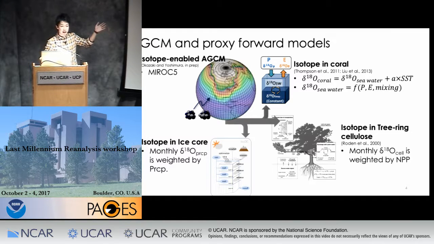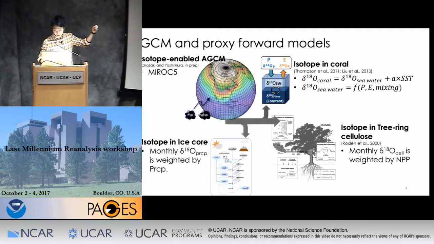The slide shows the models I used. The models consist of one AGCM and three isotopic proxy models, or observation operators. My atmospheric model is isotope-enabled MIROC5, and I used three isotopic models. One is the coral model developed by Thompson et al. 2011 and also by Liu et al. 2013. In my model, isotopic ratio in coral is linearly combined with isotope ratio in seawater and SST.